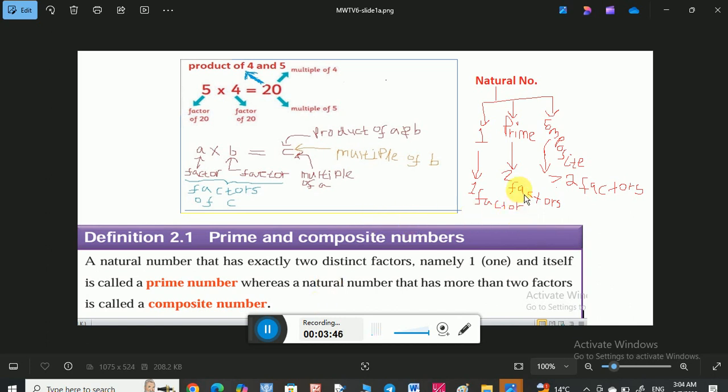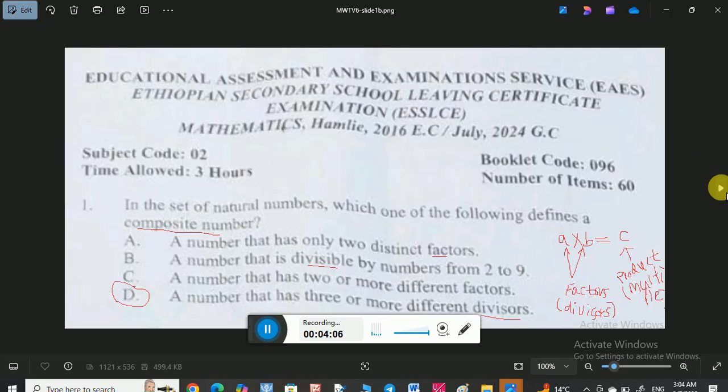Those which have 2 factors are called prime numbers. Those natural numbers having 3 or more factors are called composite. And one is special. It's not prime, it's not composite, because it has only 1 factor. So let us answer the problem now.